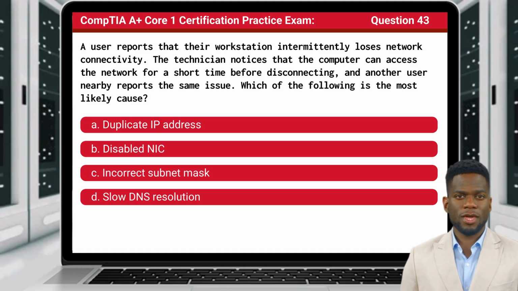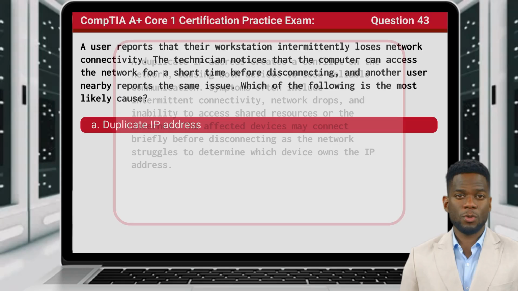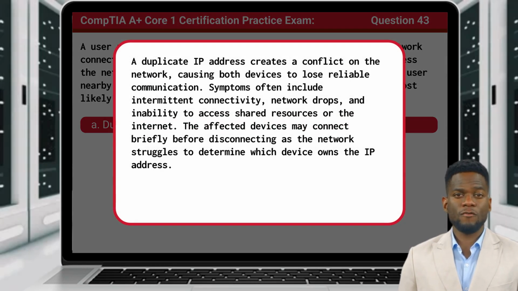The answer is A. Duplicate IP address. A duplicate IP address creates a conflict on the network, causing both devices to lose reliable communication. Symptoms often include intermittent connectivity, network drops, and inability to access shared resources or the internet. The affected devices may connect briefly before disconnecting as the network struggles to determine which device owns the IP address.